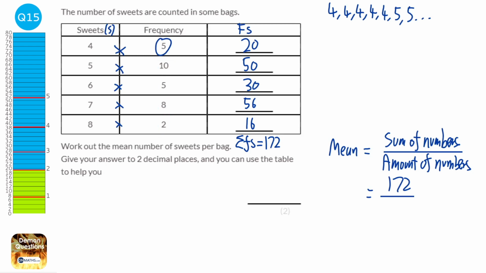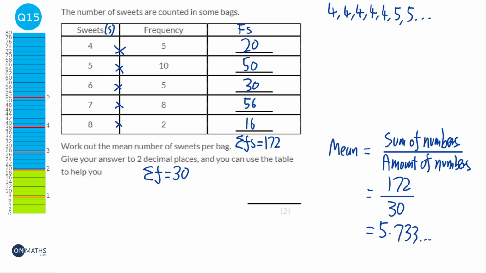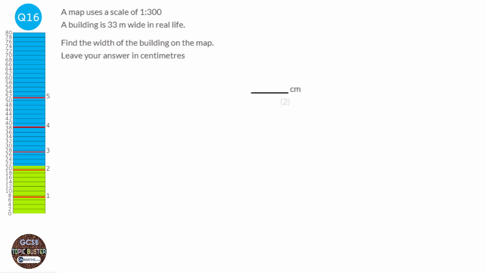So to work out how many there are in total, we just add those up, and we call that the sum of F column. We do 5 plus 10 plus 5 plus 8 plus 2, add those together, which is 30. So all we need to do to work out the mean is 172 divided by 30, which is going to be 5.733 and so on. It wants it to 2 decimal places, so we're just going to round that to 5.73.